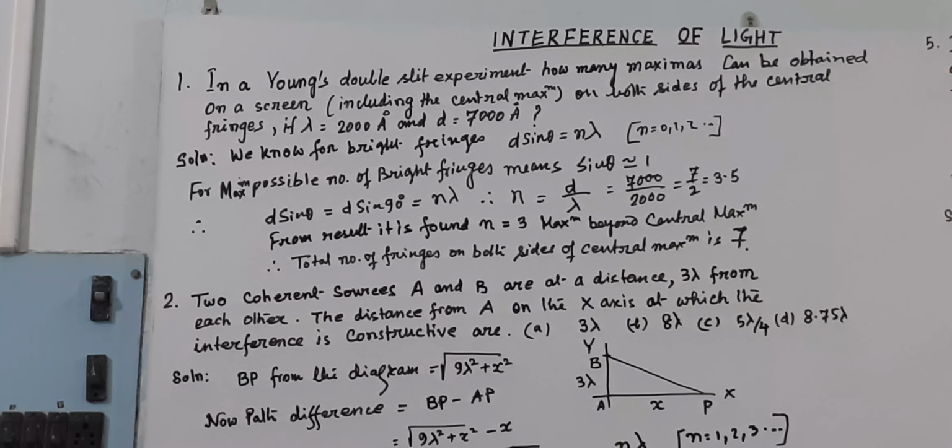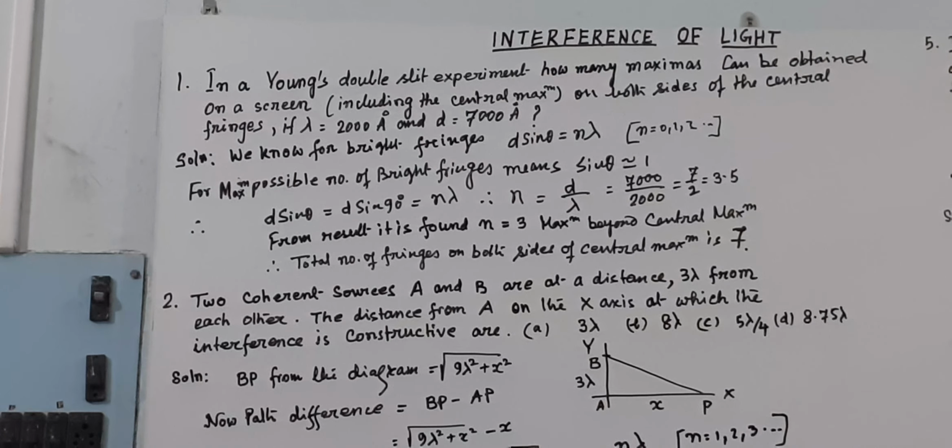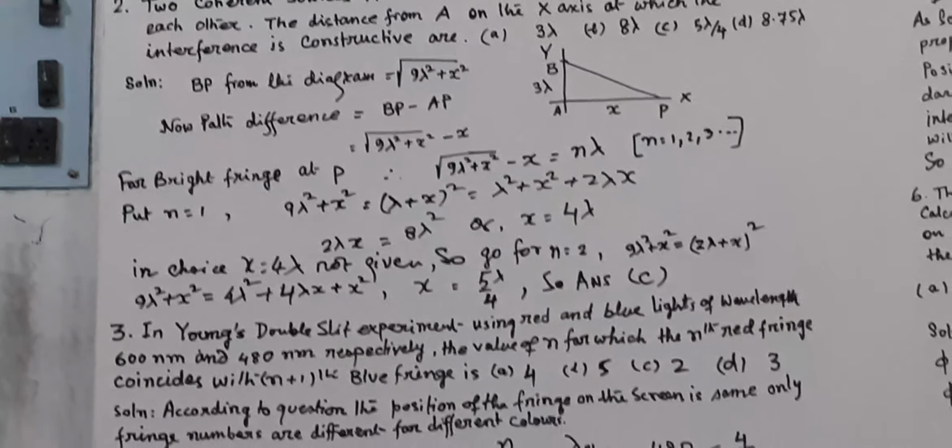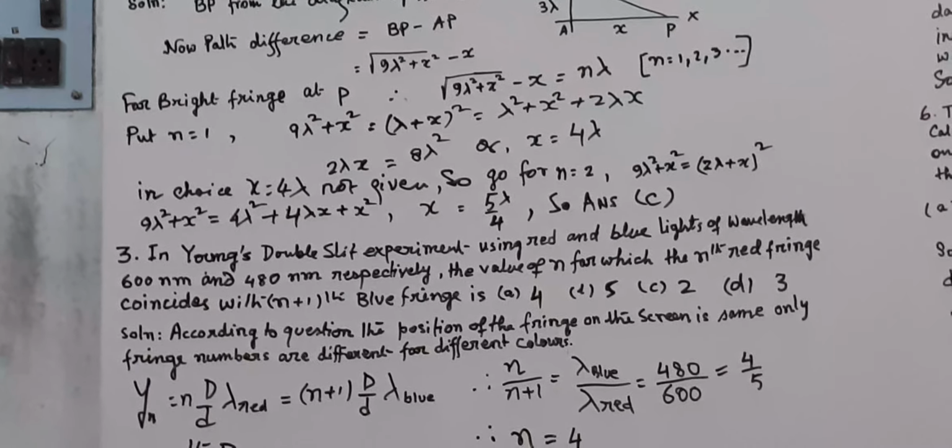Now solving for n equals 1, we can see that x is coming 4 lambda and it is not in the choices, so we have to look for the next level, that is n equals 2. Putting 2, we can get x equal to 5 lambda by 4. There is a choice C, so this will be the answer. Next question, question number 3.